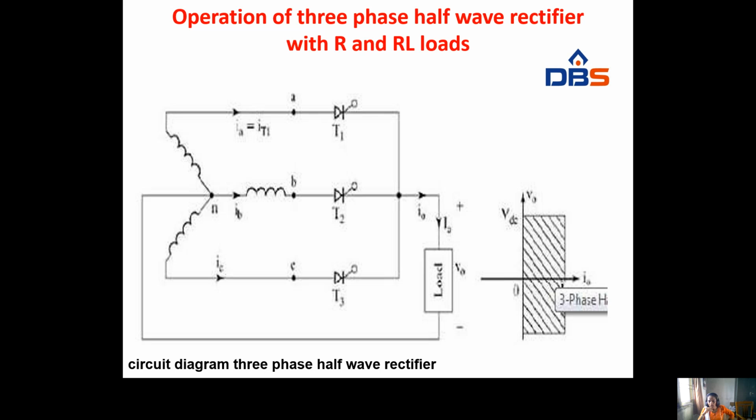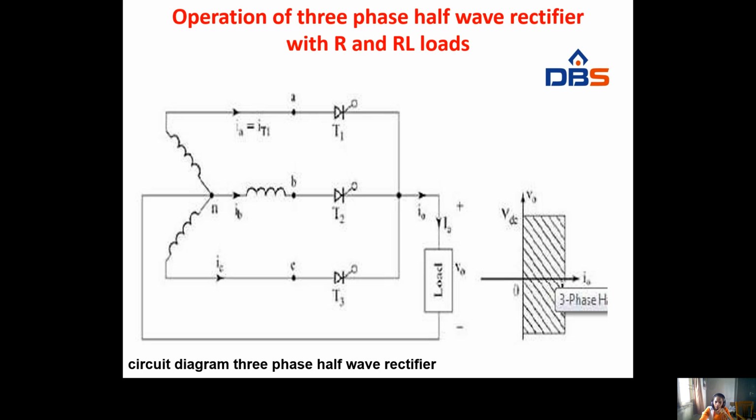Next we discuss three phase. Same as what we learned in single phase, we learn in three phase. So three phase half wave rectifier with R load and RLE load, and three phase full wave rectifier with R load, RLE load, and freewheeling diode. At the start, the operation of the three phase half wave rectifier with R load and RLE load. So this is the circuit diagram.